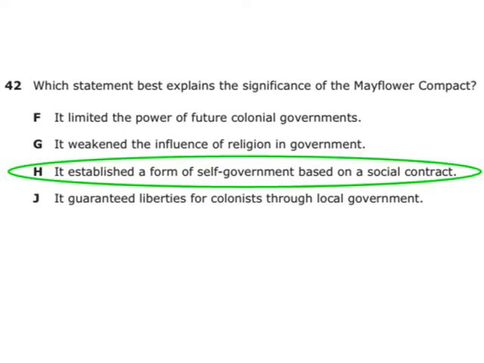It established a form of self-government based on social contract. So again, social contract is an agreement between the people being represented and the government that's representing them. But even if you couldn't remember that, you do know the whole self-government thing, right? Mayflower Compact was one of the very first American colonial governments, and it was a self-government or a representative government, right?